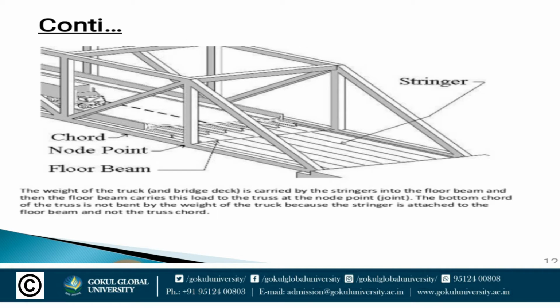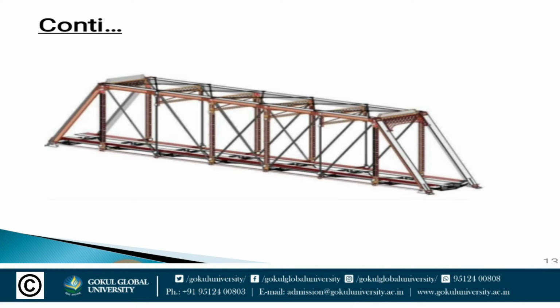So it is the chord, nodal point, floor beam, and the stringer. The weight of the truck and the bridge deck is carried by the stringer into the floor beam, and the floor beam carries this load to the truss at the nodal point joint. The bottom chord of the truss is not bent by the weight of the trucks because the stringer is attached to the floor beam, not to the truss chord. So, the stringer is carrying the load of the truck. This figure gives the idea about which type of truss girder.